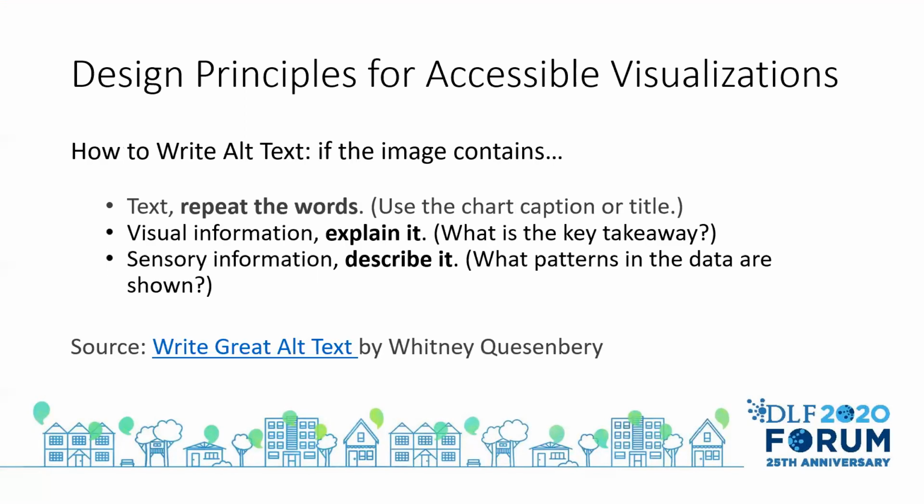So these recommendations for writing alt text come from a slide deck by Whitney Quesenberry, linked here, who states that if your image contains text, repeat the words. If it contains visual information, explain it. And if it contains sensory information, describe it. All of these are great guidelines for charts as well. You can use a descriptive chart title or caption. You can summarize the key takeaway of the chart, or summarize what patterns in the data are being visualized when you write your alt text.